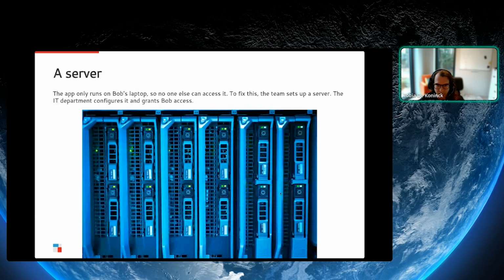Turns out that the application is only running on Bob's laptop, and this means that no one else can access it. Only on Bob's laptop they can access the app, but not any other colleague or team. To fix it, they need a server, and Bob asks the IT department to set up a server, which is approved, and soon Bob gets access to the server.